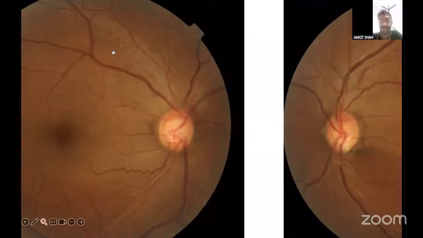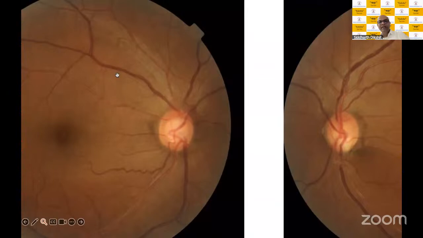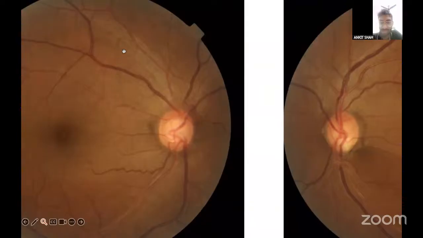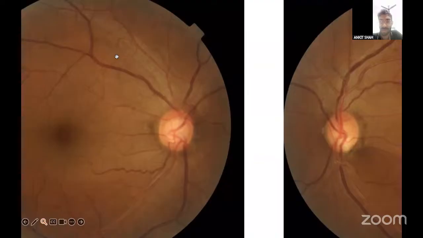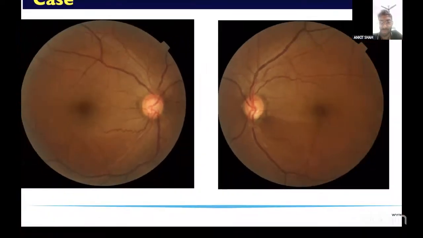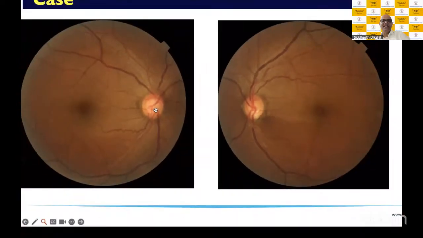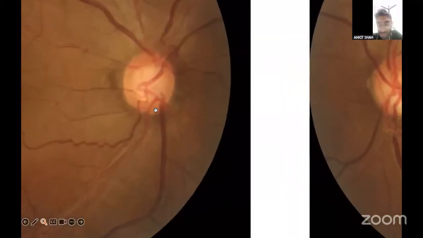Yes, this is darker than the macula, and you can even pinpoint where it is becoming darker. Right? So this area is also darker. There is a nerve fiber layer thinning superiorly also. Okay. And do you see any changes in the neuroretinal rim?